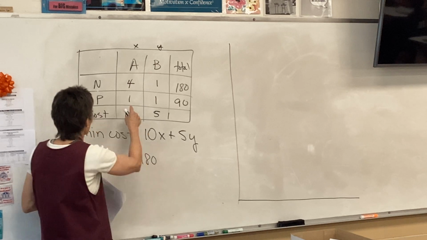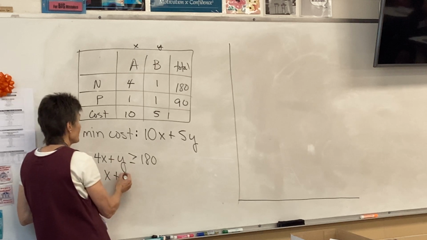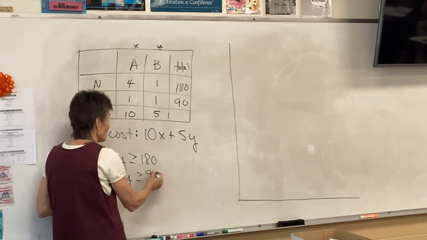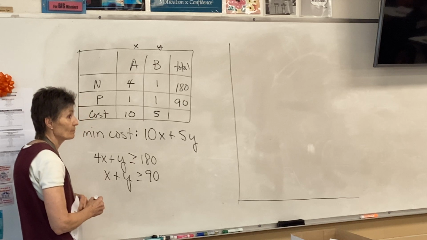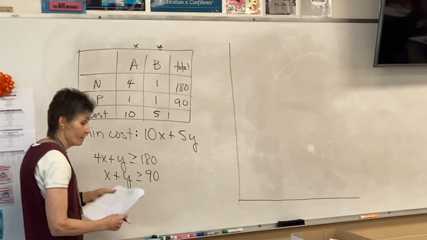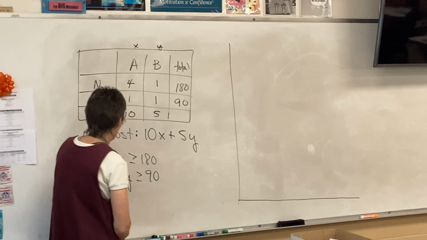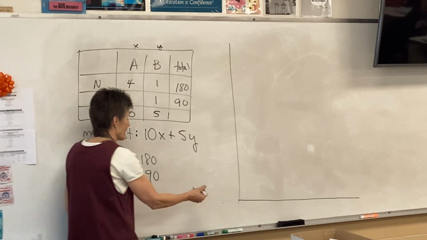What about this one? What does this one say? X plus Y has to be greater than or equal to 90. I'm going to do some shading. Those are big numbers. Let's use a scale of 10.